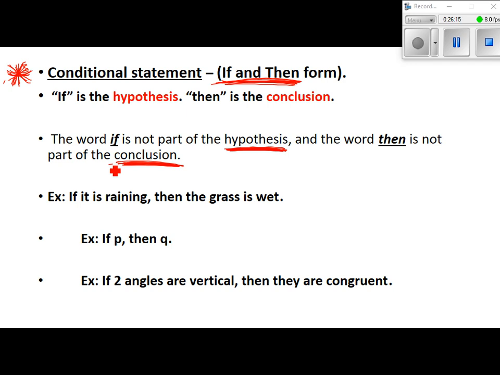So on your paper there, on these three examples, we're going to do them together. This is the part I want you to fill in on your notes. What's the hypothesis of "If it is raining, then the grass is wet"? Just underline that. It is raining. That's the hypothesis. What's the conclusion? The grass is wet.